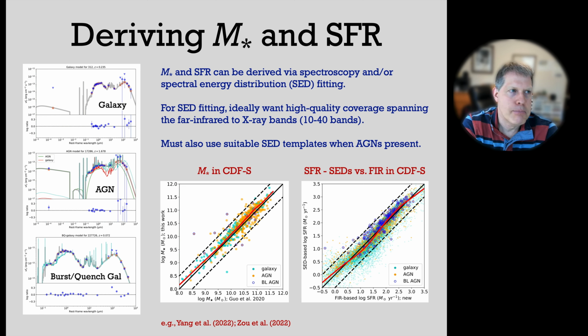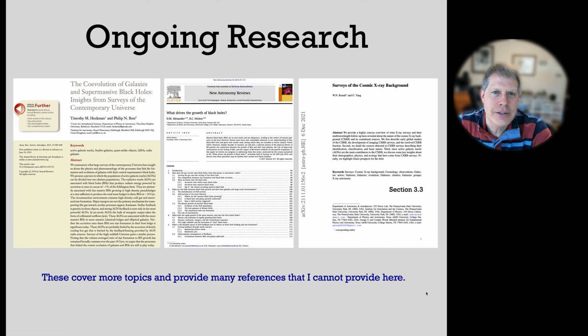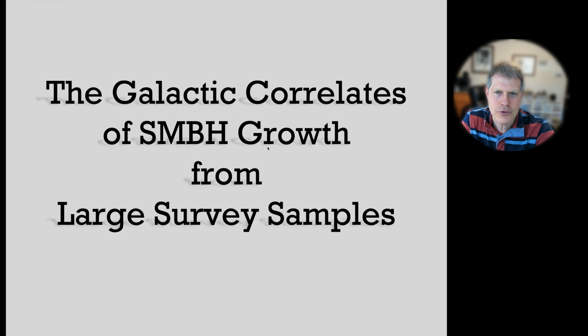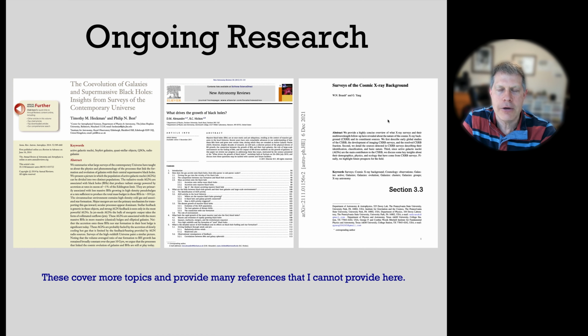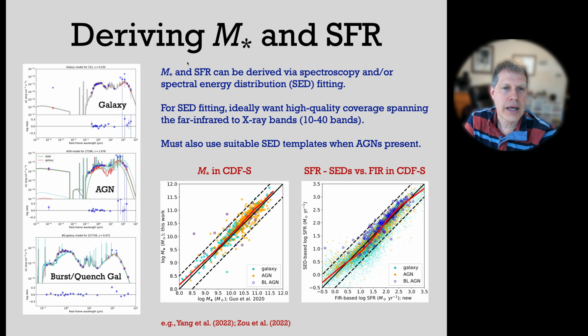Okay, so what do you have to be able to measure to conduct these studies of the galactic correlates of supermassive black hole growth? Well, you're going to have to measure some properties of galaxies, and I want to say a few words about that now. For example, things that you might want to study in relation to supermassive black hole growth are galaxy stellar masses and galaxy star formation rates. These can often be derived if you have high quality spectra via spectroscopy, and or they can be derived via fitting of spectral energy distributions.